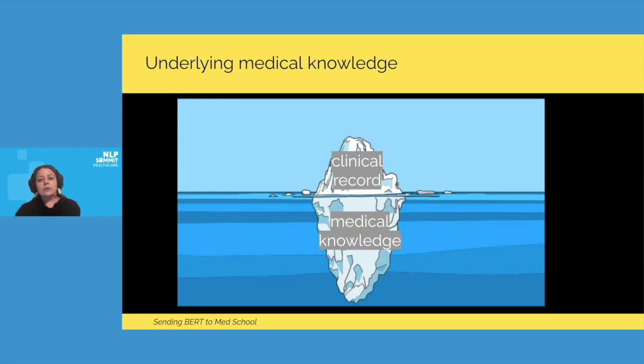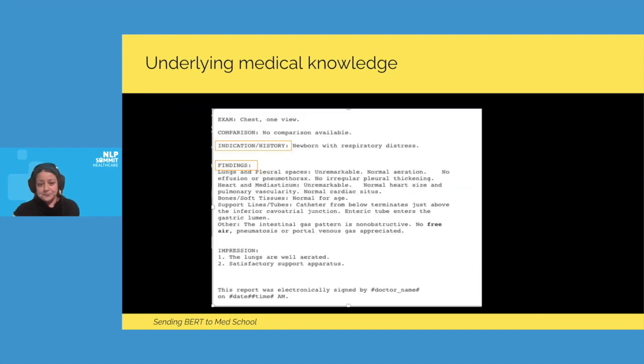First of all, clinical records have a lot of underlying medical knowledge, which the doctor uses to write the report, but he or she doesn't explicitly state it in the report. Here's an example from the radiology reports. The reason the person came to do the scan, the indication or history, is very important for the radiologist to understand what he or she is looking for. And it will affect very much the finding section, which findings they found. But this is not stated explicitly in the report in any way. This is underlying knowledge that BERT would never be exposed to.